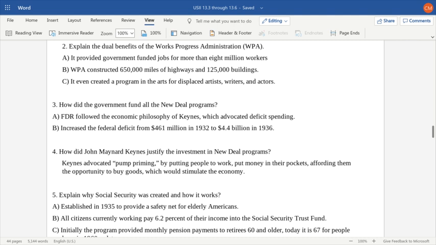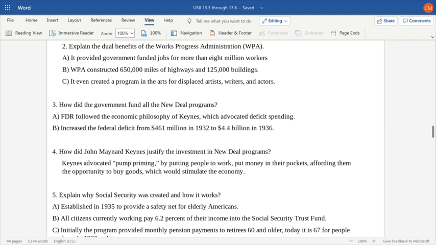That meant the United States was borrowing money during this period of time to pay for a lot of these programs. It increased the federal deficit from $461 million in 1932 to $4.4 billion with a B in 1936. If you look at the federal deficit in 1932 at $461 million, we pay more on a daily basis in interest than the entire federal deficit was back in 1932.